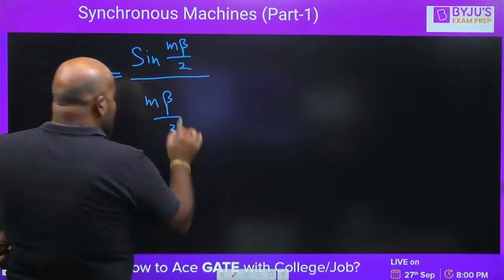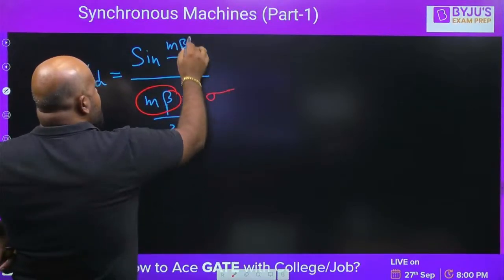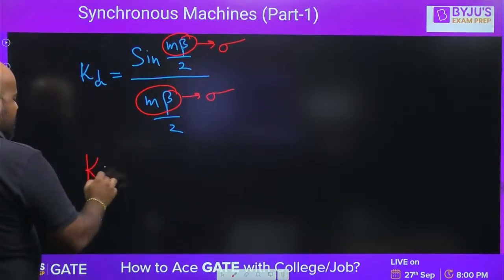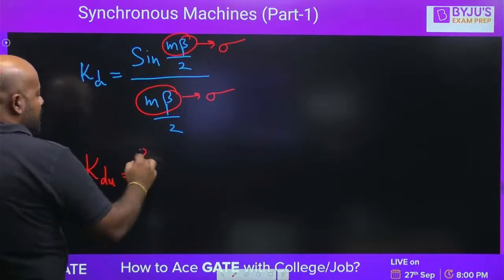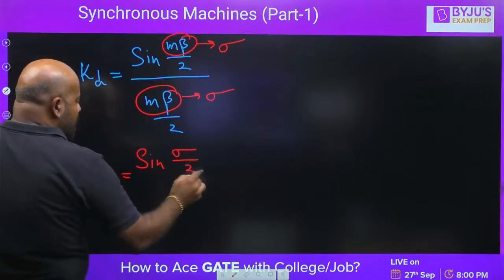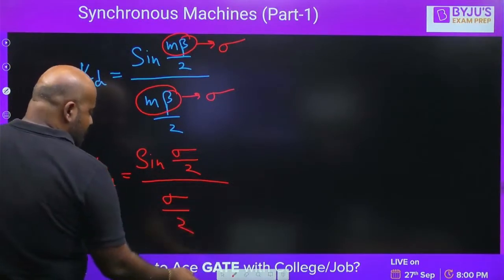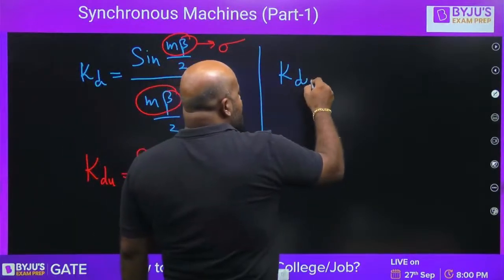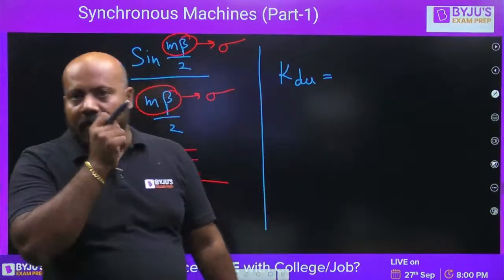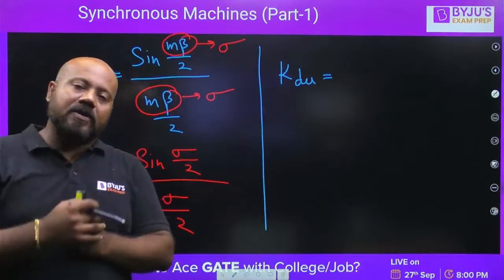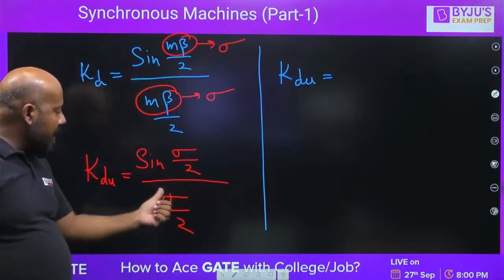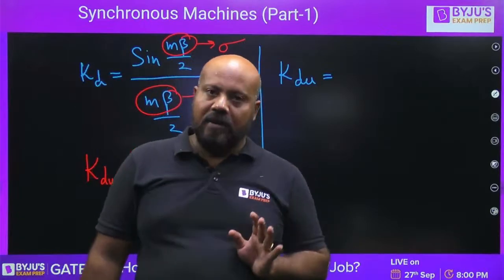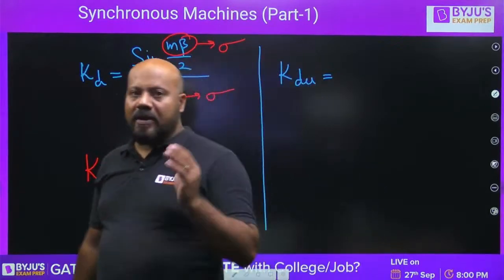But I have just told you that this m beta is nothing but the phase spread. So for a uniformly distributed winding, the distribution factor can be written as sine sigma by 2 upon sigma by 2. Now you just put the values, you will get the answer. But one thing you have to remember, whenever you are writing the distribution factor for the uniformly distributed winding, this angle must be written in radians. It cannot be in degrees. It must be in radians.